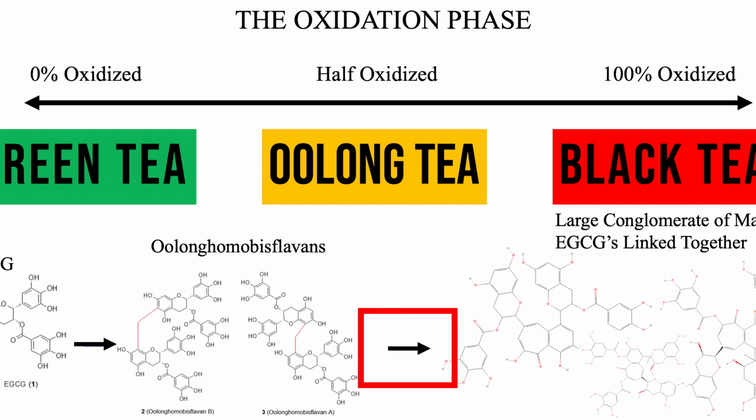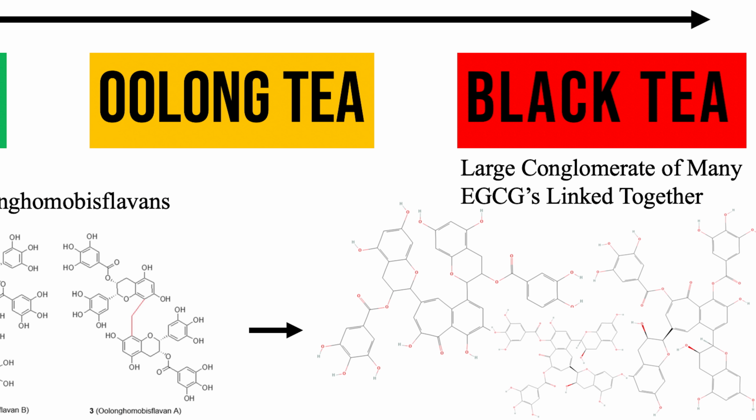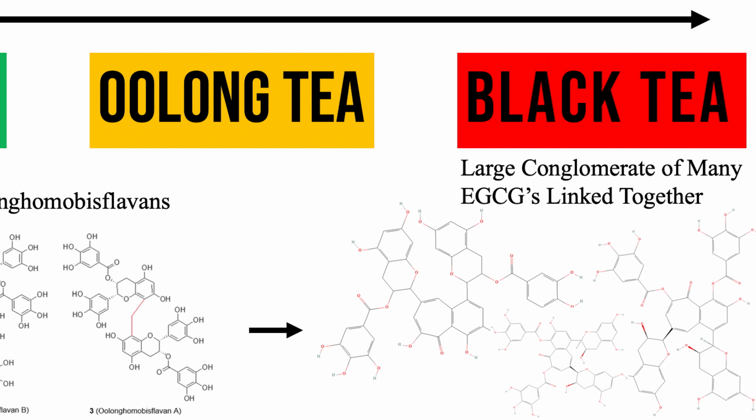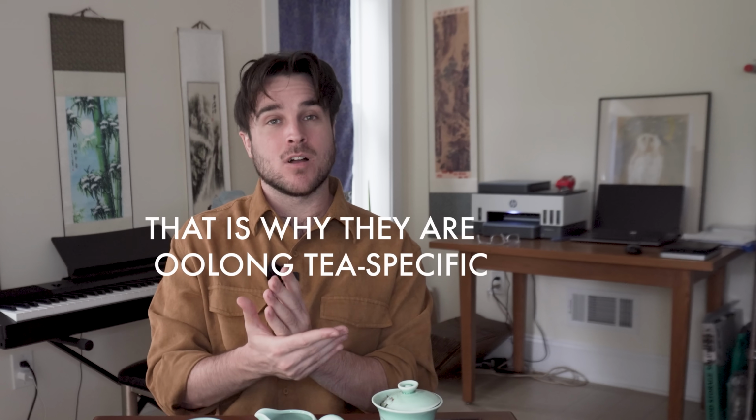So really, in a way, this molecule kind of embodies the idea of oolong tea, which is partial oxidation. Because when you continue oxidizing, you no longer have these oolong homobisflavans, because then they continue to merge and polymerize and mash into other molecules and form these larger conglomerate structures. So you only have them at this early to midway stage of polyphenol oxidation. So that is why they are oolong tea specific.